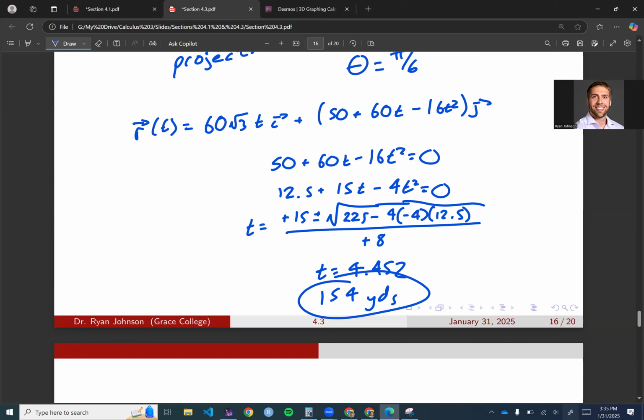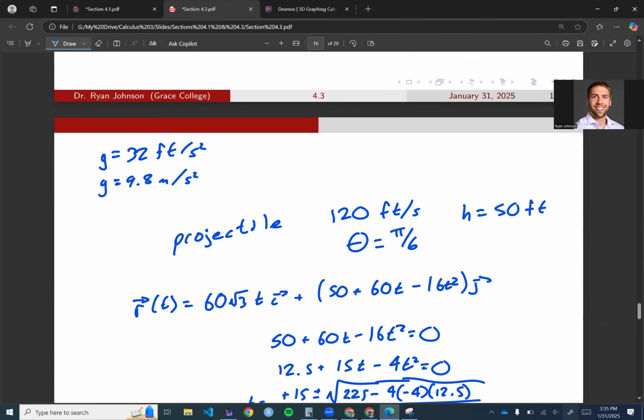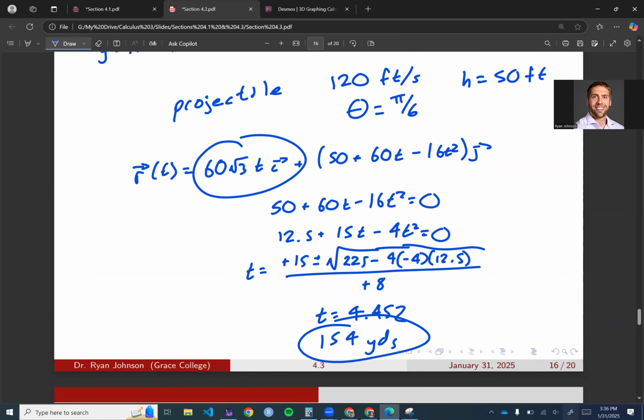Okay. Into the x component. That tells you how far. Question. Yeah, because when it hits the ground, y is 0. What happens if you actually use the x? If you solve for when x is 0, that would just give you the starting position.